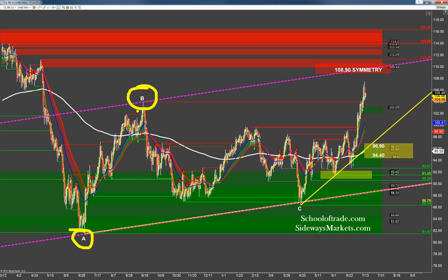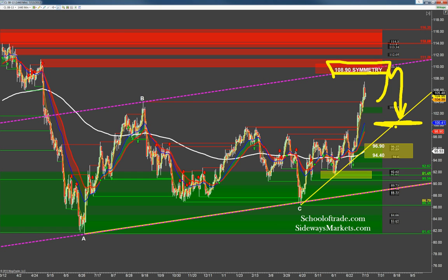A, B, C, D. We have a symmetry resistance at 108.90. Now, I love symmetry because it acts as both a price magnet to get price to go higher, and once we get up there, that's where we're going to get a great price reversal trade and be able to sell it right back down, and then we'll use our trigger zones for a target below us. Well, wishful thinking right now, Joe. We're not quite there yet. First thing was the bull channel. Second thing was the symmetry. Both of those tell us to expect higher prices.